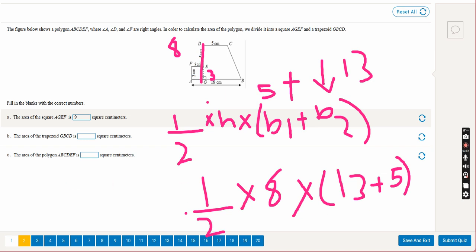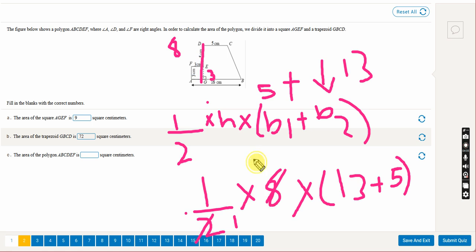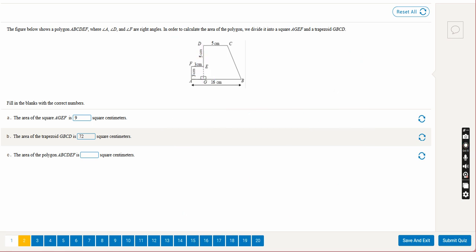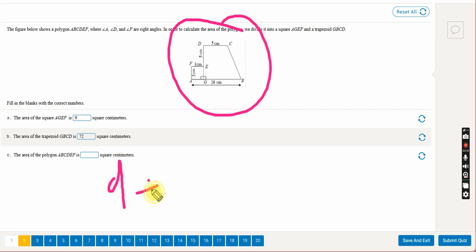The final answer will be 72. You can simplify it first by 2: cross this one out, and what will you get here? 4. And then you can simplify 13 plus 5 and go ahead with that. So you get 72. The next one, the area of the polygon. What do you do with the area of the polygon? Just add them because it's all of it. So 9 plus 72. What's 9 plus 72? 81.